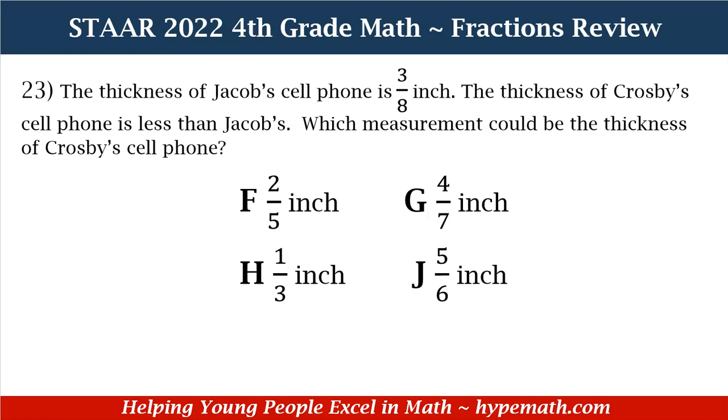Number 23 says, the thickness of Jacob's cell phone is 3/8 inch. The thickness of Crosby's cell phone is less than Jacob's. Which measurement could be the thickness of Crosby's cell phone? Is it F, 2/5 inch, G, 4/7 inch, H, 1/3 inch, or J, 5/6 inch?